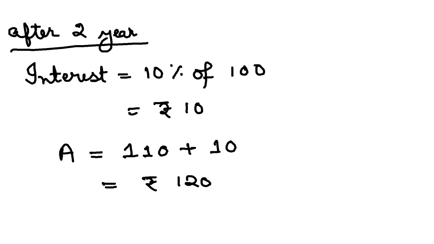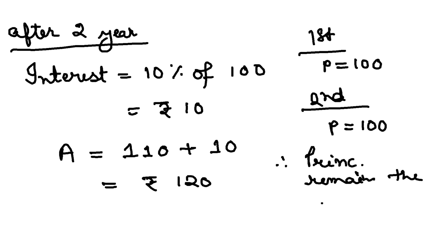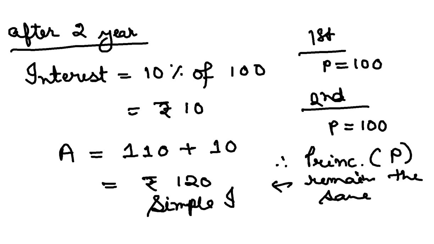So what you have to understand is that in the first year my principal was 100, and in the second year also, while calculating interest, the principal is always taken as 100 only. So the principal remains the same. The principal, that is denoted by capital P, remains the same, and when this happens, this kind of interest system is called simple interest.